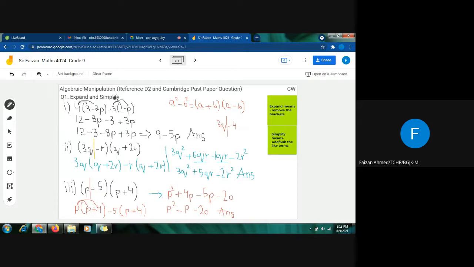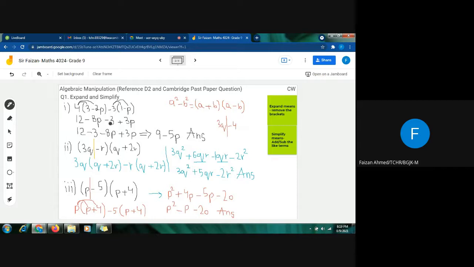Now we have to simplify it. Simplify means you have to add and subtract the like terms. Like terms are the terms which have the same variable. So we have variable p. This is 8p and this is 3p. So these two are like terms, and these two are also like terms because they are numbers.